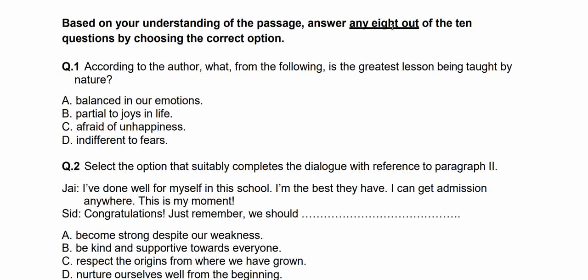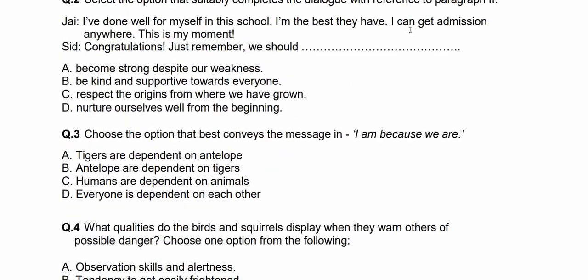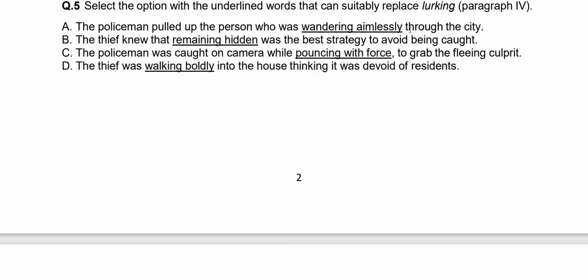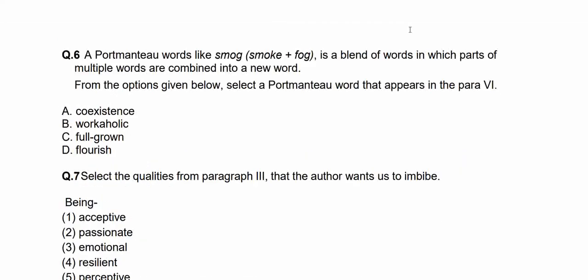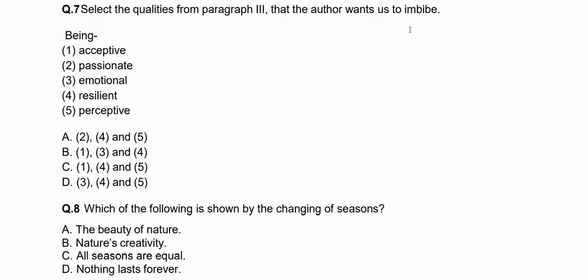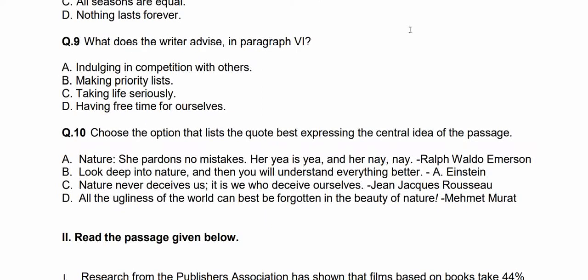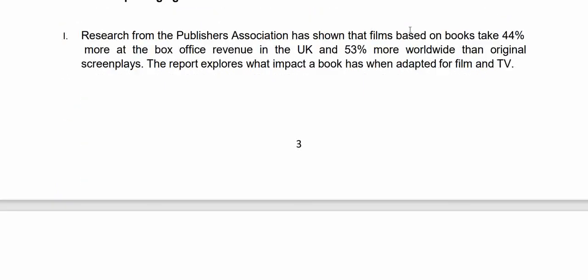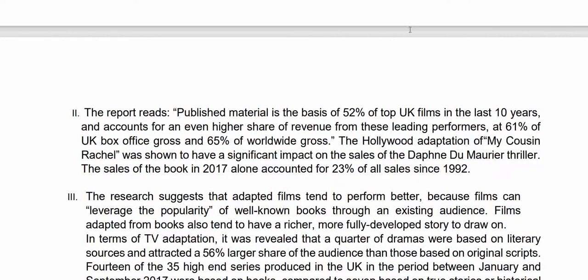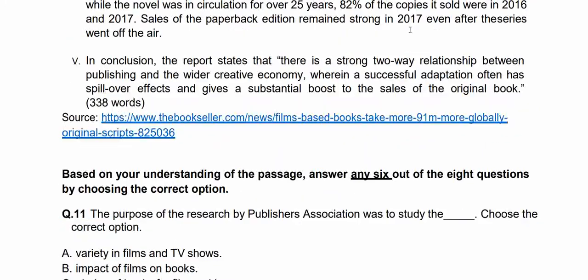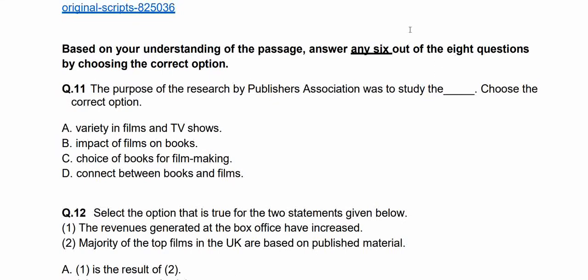Any 8 to be done. You can see 10 questions were given to you, any 8 to be done. Any 6 to be done.